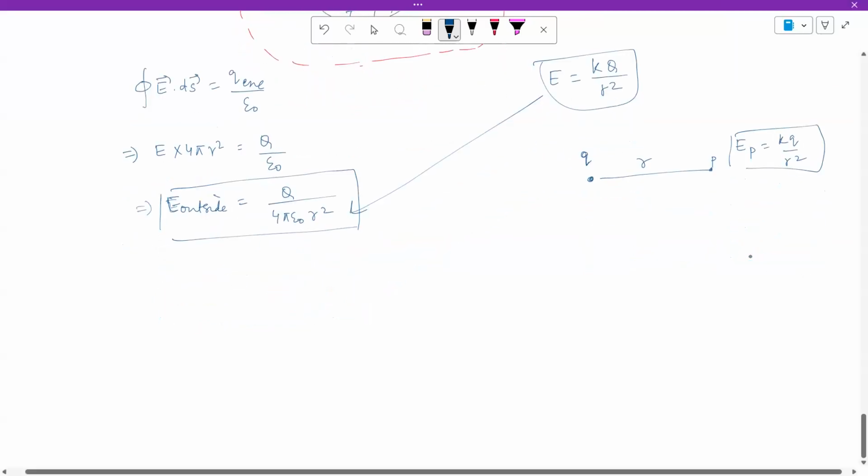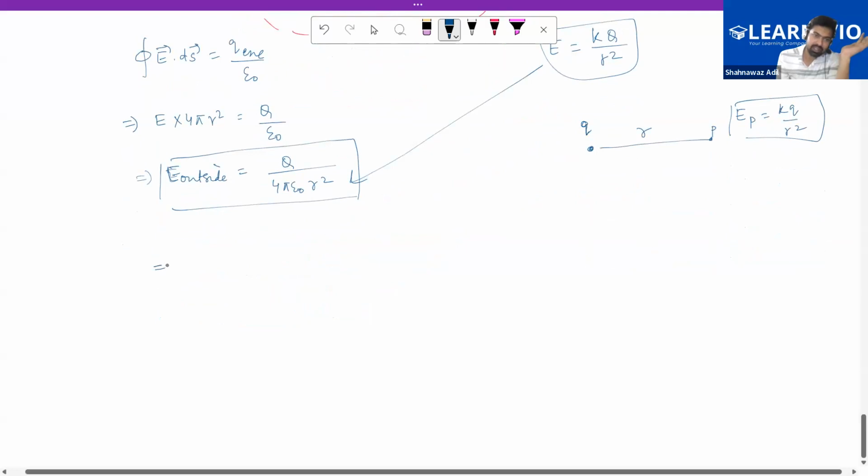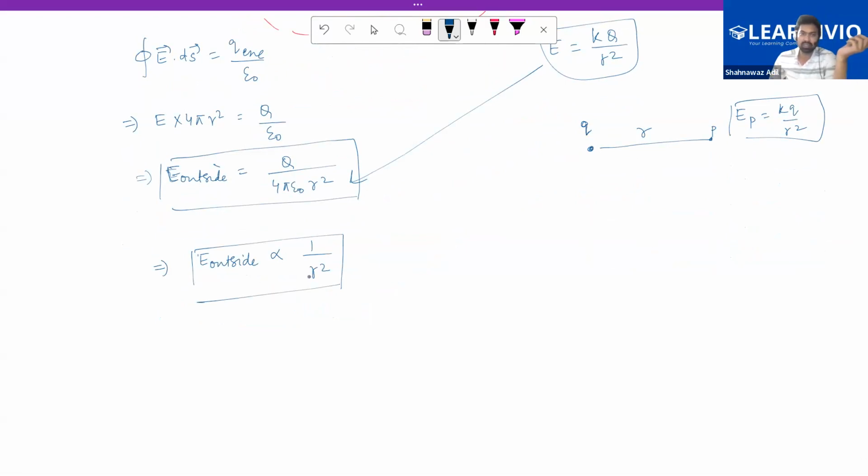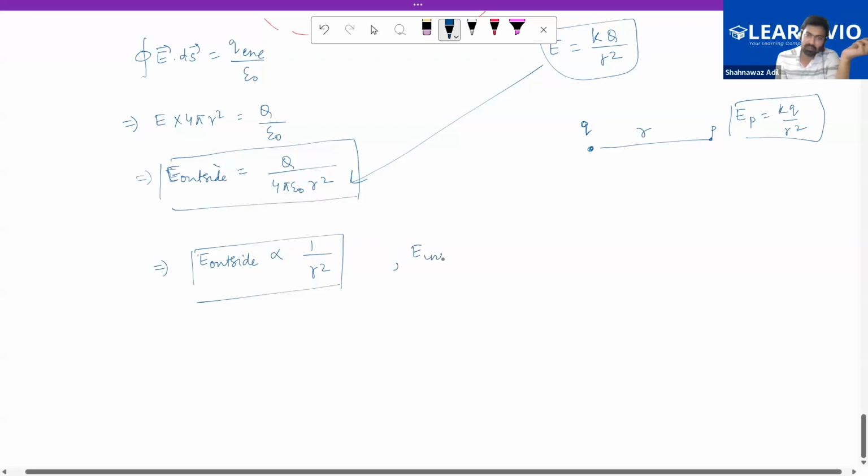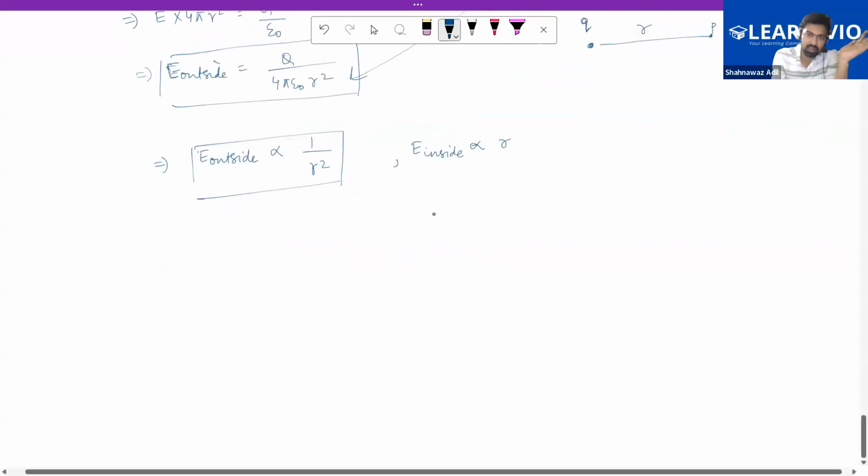So E outside is this thing, and we can write that E outside is behaving like 1 over R square, because the total charge is a constant thing. Epsilon naught is a constant thing. So E outside is 1 over R square. E inside is simply R. So now we can draw the diagram, we can draw the figure.